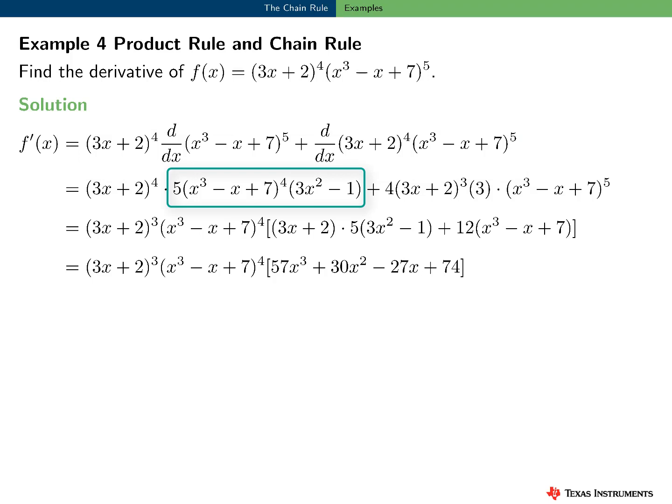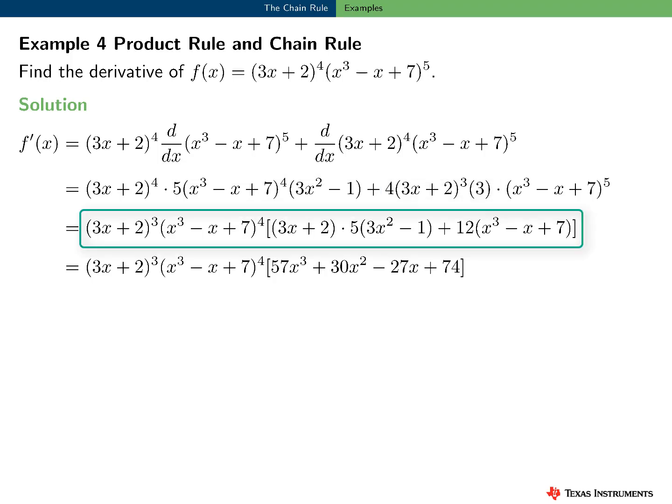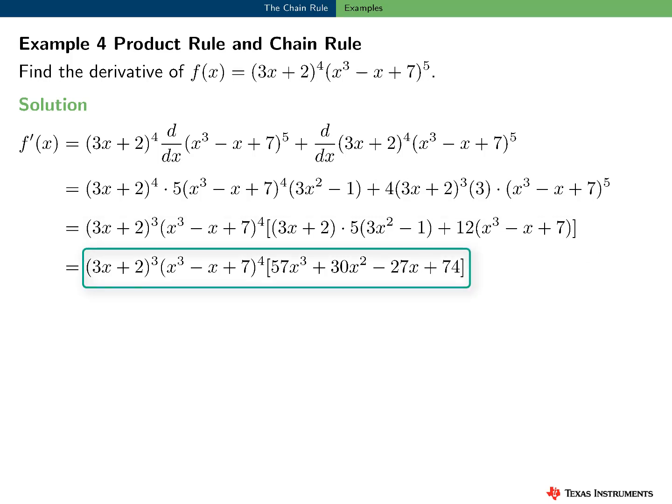In order to find the derivative of the second function, I need to use the chain rule. And in order to find the derivative of the first function, I also need to use the chain rule. Then I did a little bit of factoring and simplification to arrive at this final algebraic expression.